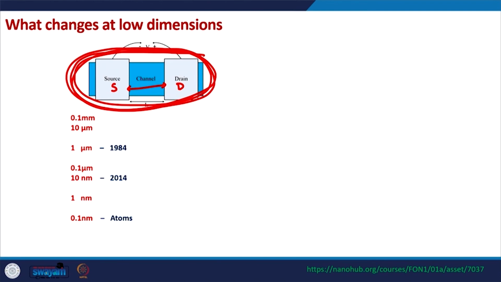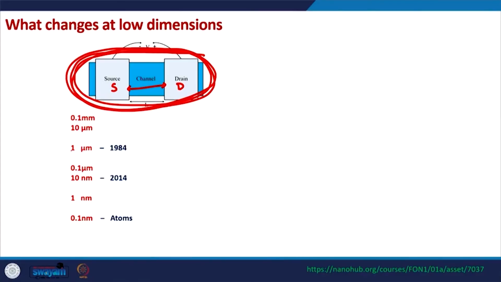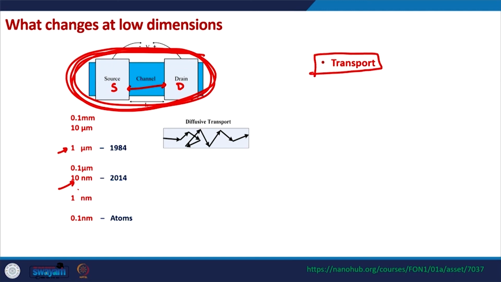What changes at these dimensions? So that is the first question that I put forth in this course, and I will let you think about this for a moment. Just take a moment and think what would change if we go, let's say, from a 1 micrometer transistor to, let's say, a 10 nanometer transistor, or let's say 20 nanometer transistor. Okay, so the first thing that changes is the way electrons transport through the transistors.